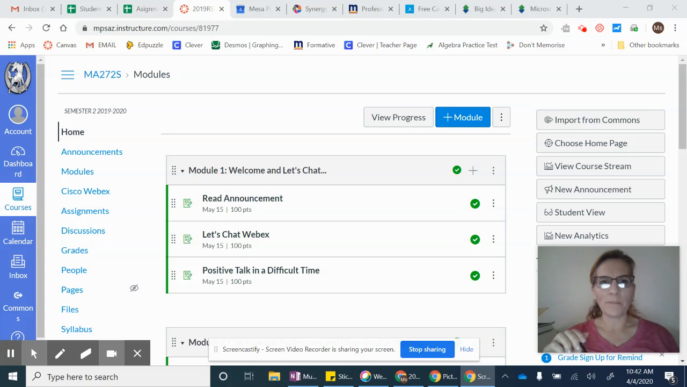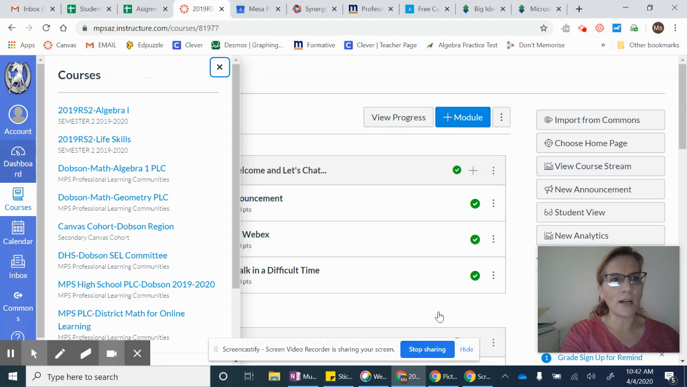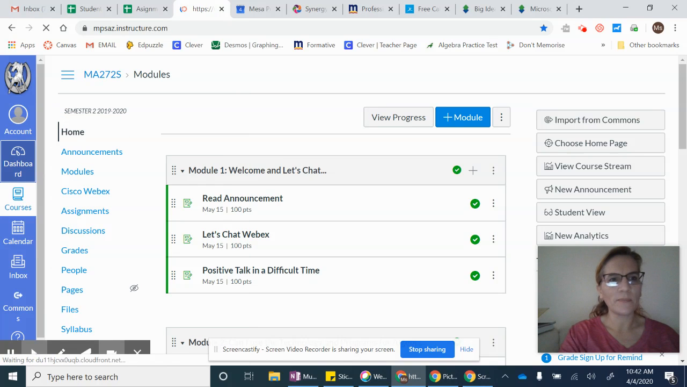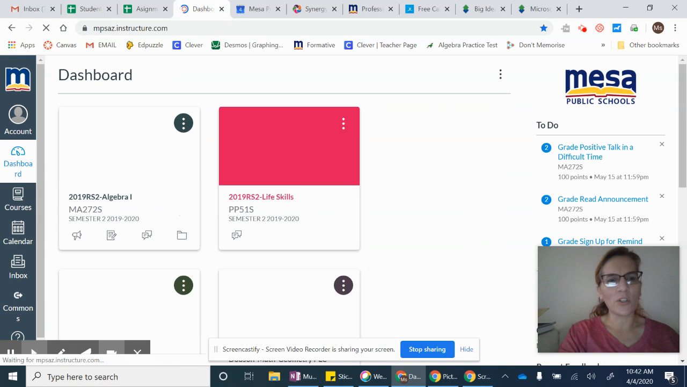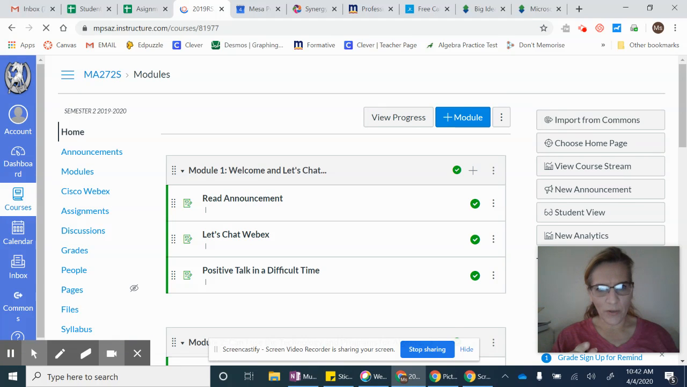talk to you about what's on the screen right now to show you what it should look like when you go into Canvas into our class. When you go into your courses, hopefully you've done this already, go to your dashboard. You should see the class right here that looks like the owl and the chalkboard. If you're watching this video, then you know that's where to find this.